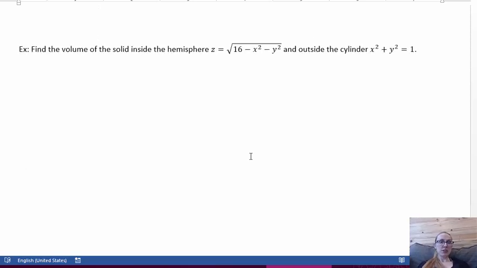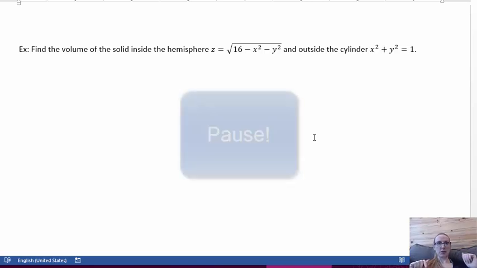Okay, so the next example here, I want to find the volume of the solid inside the hemisphere given by this equation and outside the cylinder given by this equation. So take a minute, pause the video, and try and just sketch what this looks like. So we're looking at this three-dimensional volume, and what exactly are we trying to find here? So pause, and then come back and we can check.